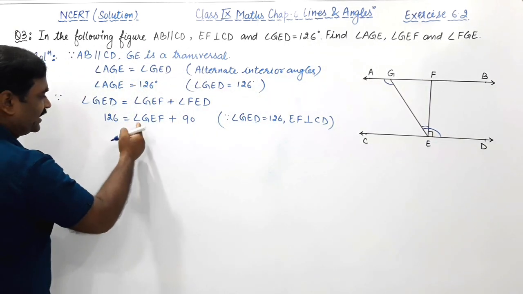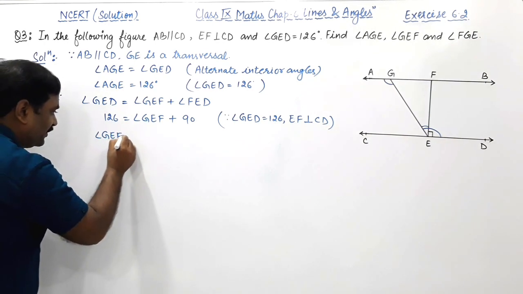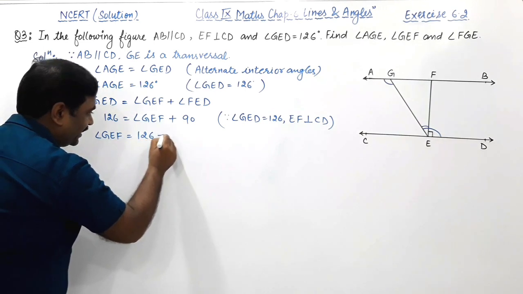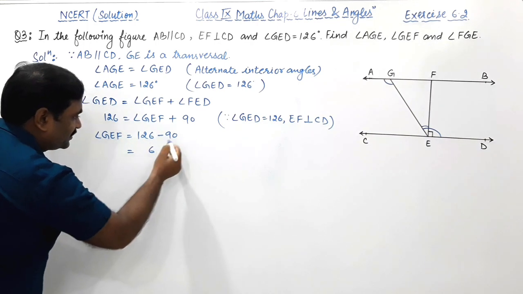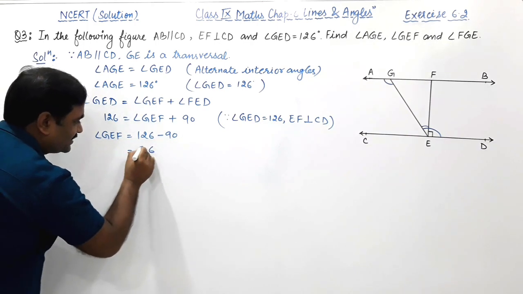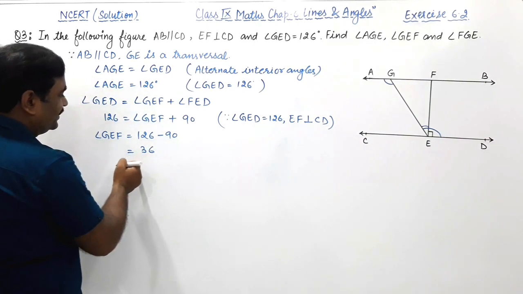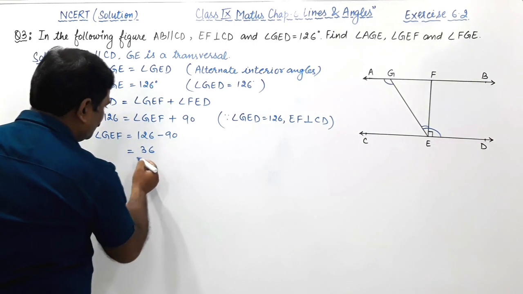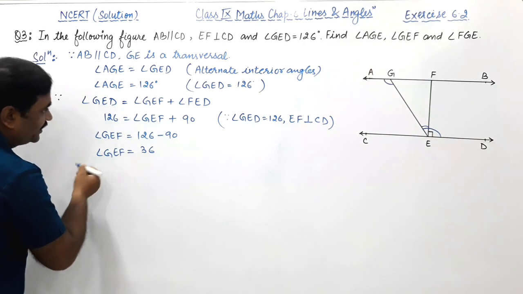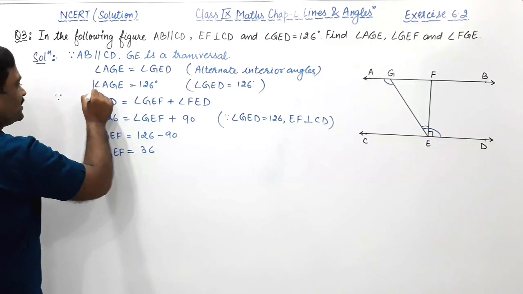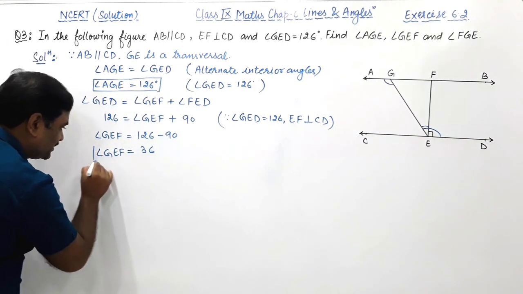Now let us find out the measure angle GEF. So angle GEF is equal to 126 minus 90. So angle GEF, we subtract. 6 minus 0 is 6. 12 minus 9 is 3. 36 degrees we got. Right? So what we got? Measure angle GEF we have got. So the first answer was this. The second answer was this.